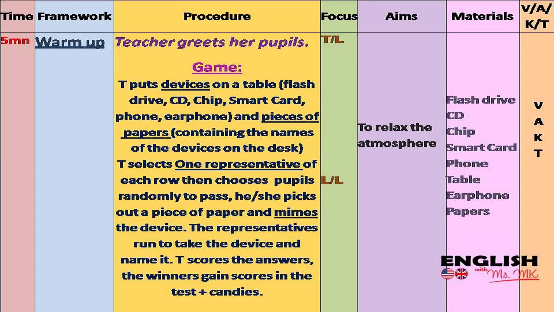And then we have materials. Here I am going to introduce all the materials I used in this phase. And VAKT, here I'm talking about the learning styles of my pupils. There are some pupils who are visual, some who are auditive, and some who are tactile, kinesthetic, and so on. And of course, in this game, kinesthetic and tactile pupils are going to be happy dealing with this game.